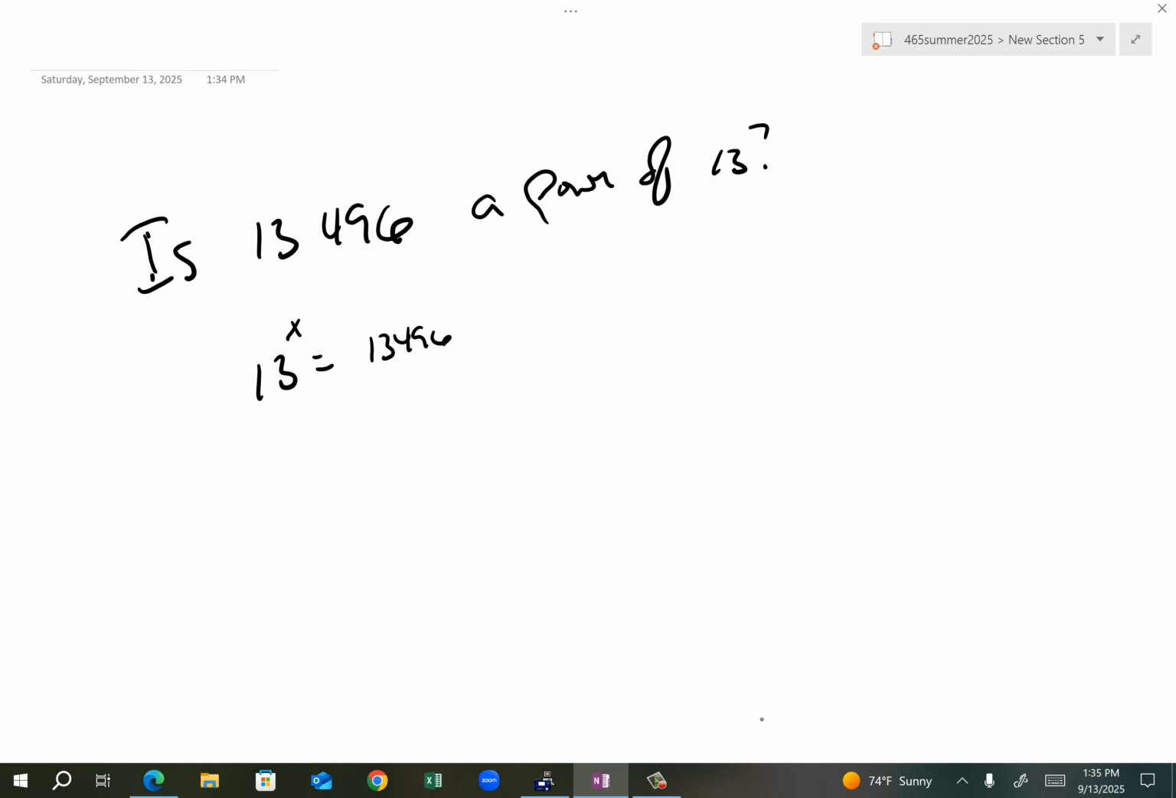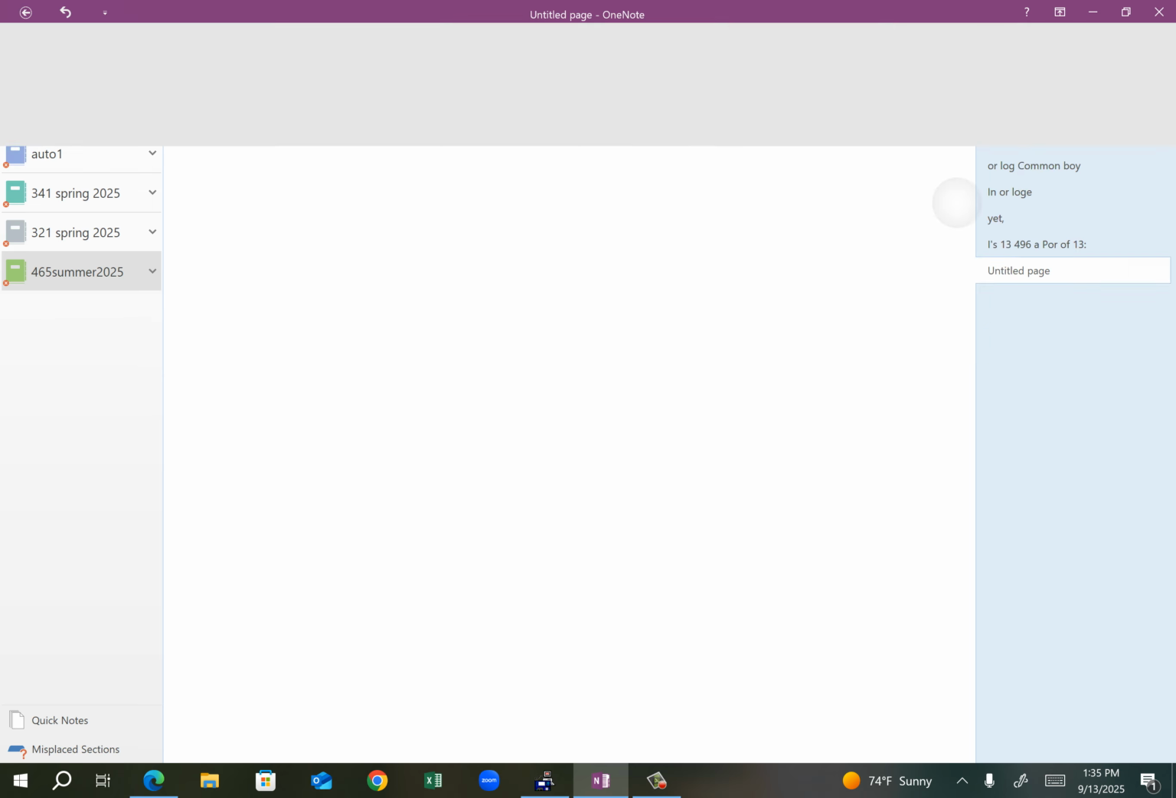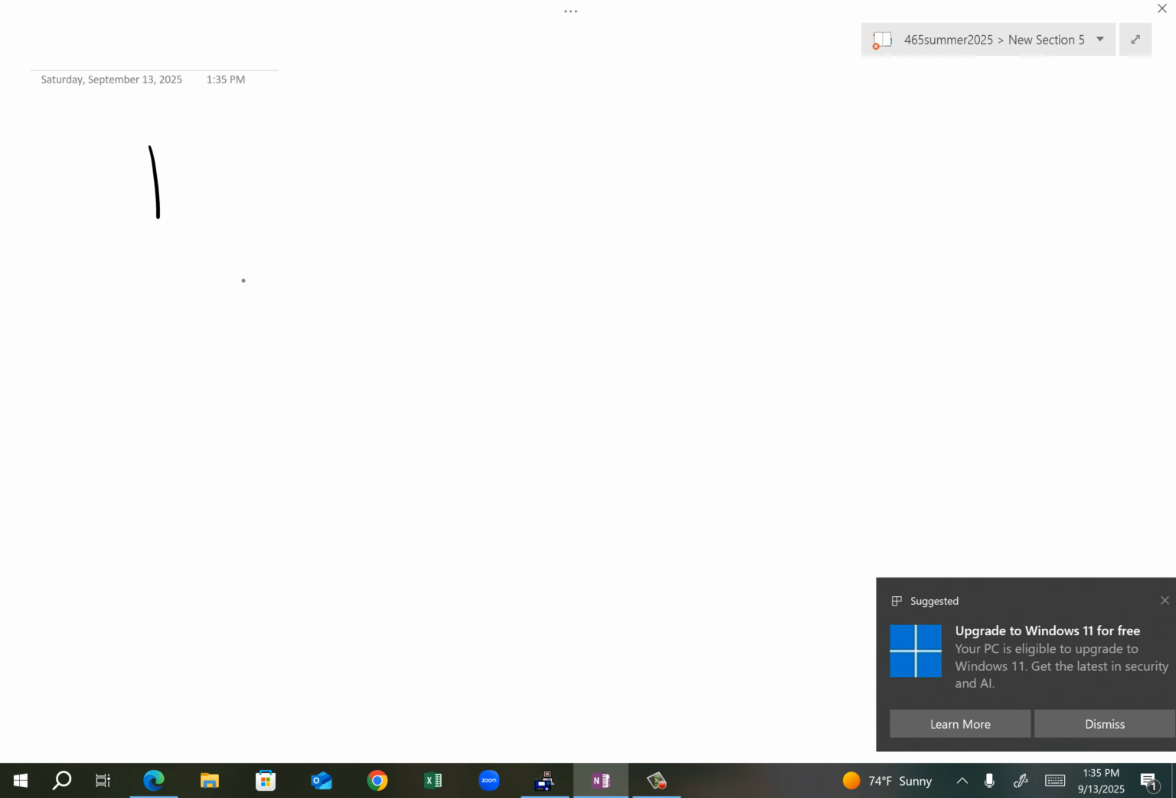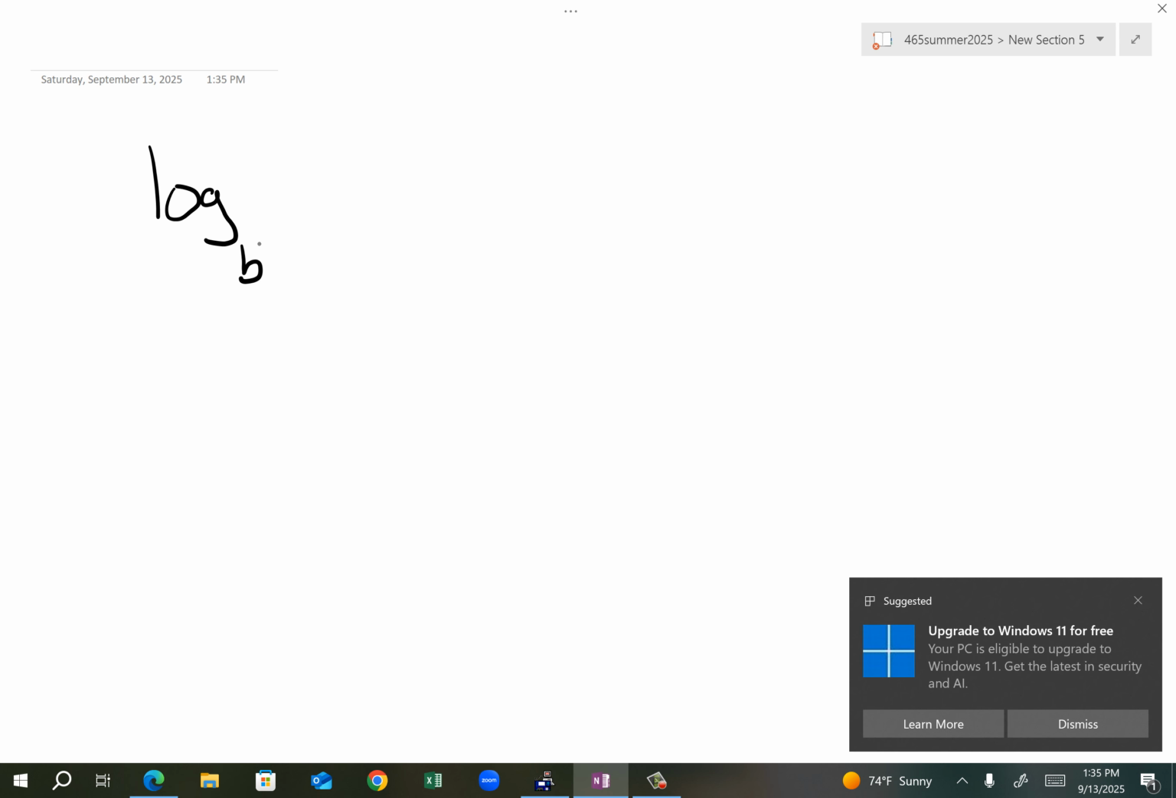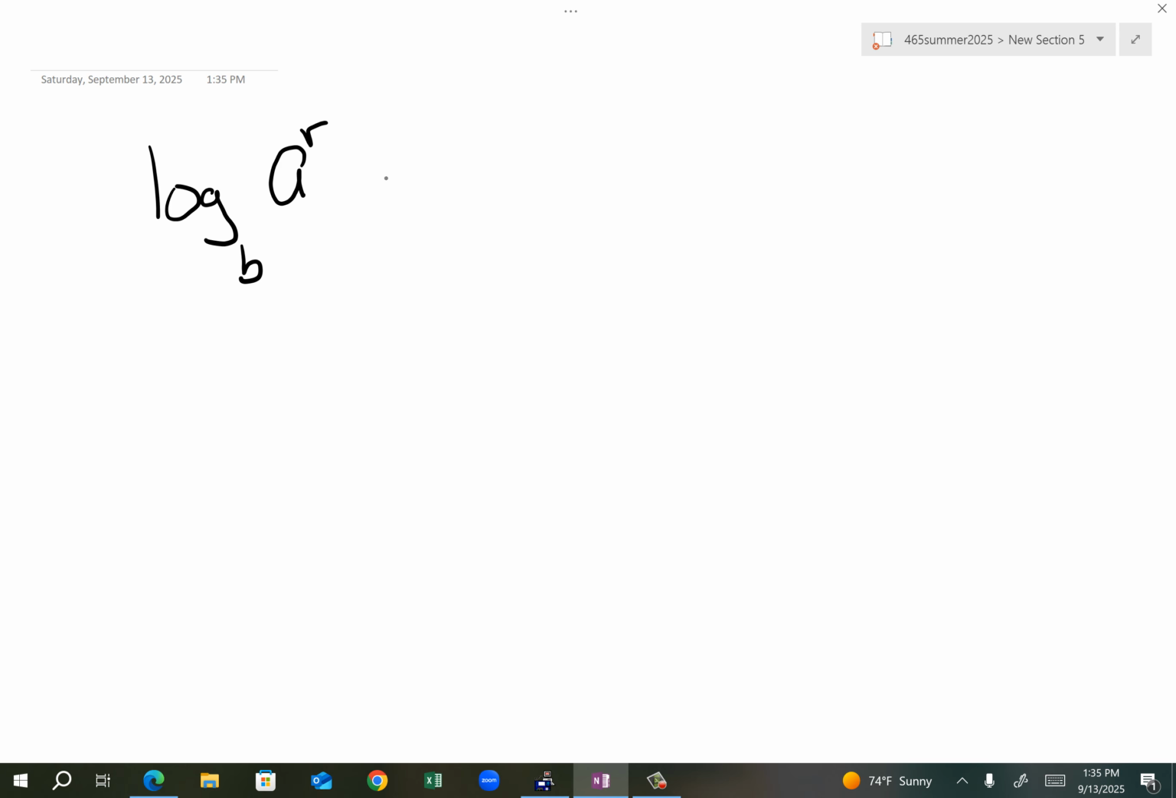Okay. All right. Let's go over the rest of the rules here. We've already talked about the power rule. Let's just review it again. The log base b of a to the r is the same thing as r times the log base b of a. What I mean by that is the power rule. You can bring that baby down front. We've already looked at a couple of those.